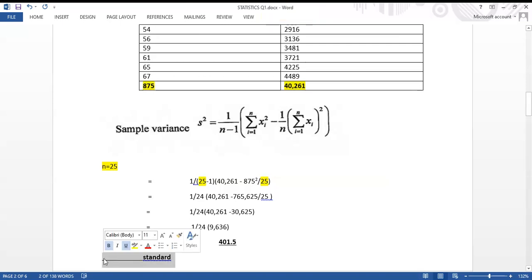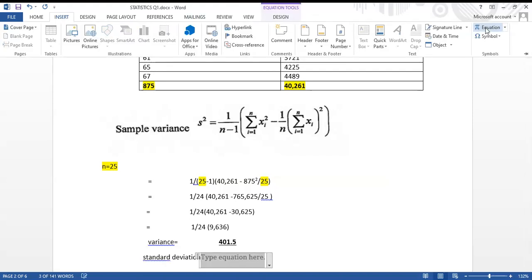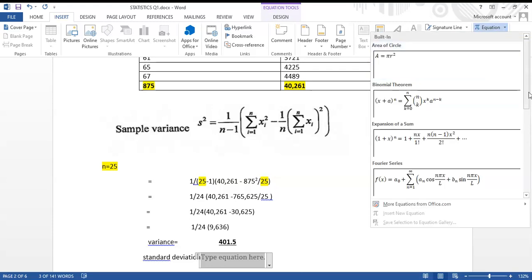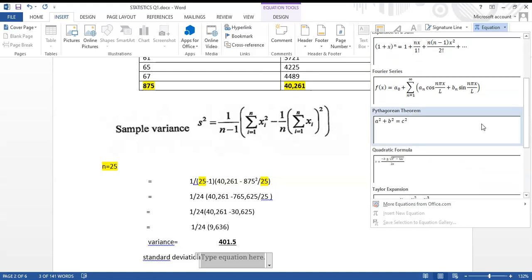All right, thank you. So I'll show you the other formula. It shows that whole process where you do x minus x bar, then you square all of those, then you find the variance. So the standard deviation is just the square root of the variance, so you just find the square root of 401.5. Where is the square root symbol?